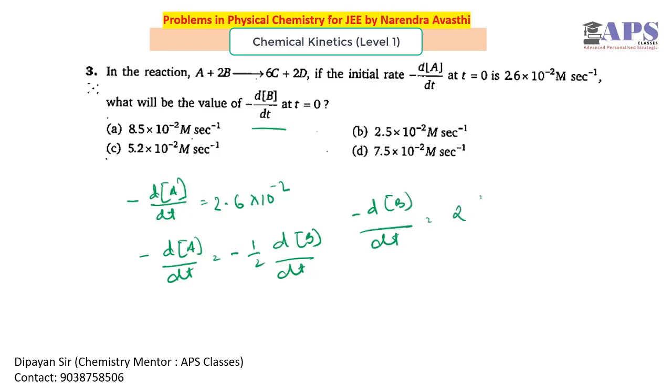It is nothing but 2 into minus dA by dt, and this is given as 2.6 into 10 to the power minus 2. So final expression will be 5.2 into 10 to the power minus 2. Okay, so option C will be the correct option.